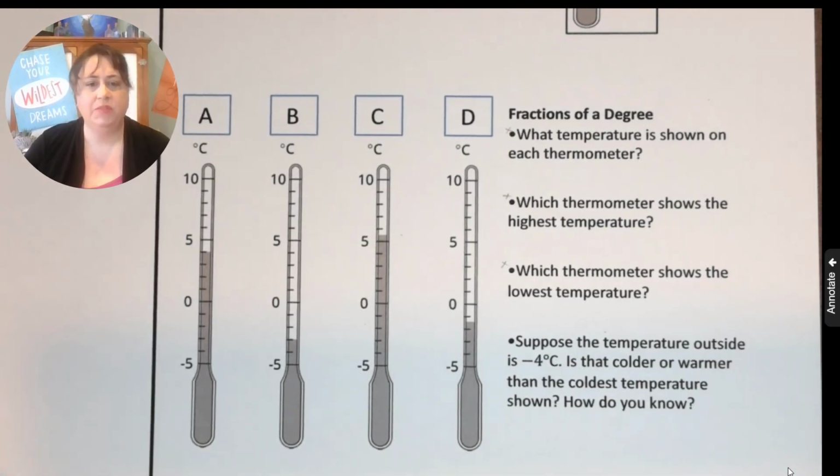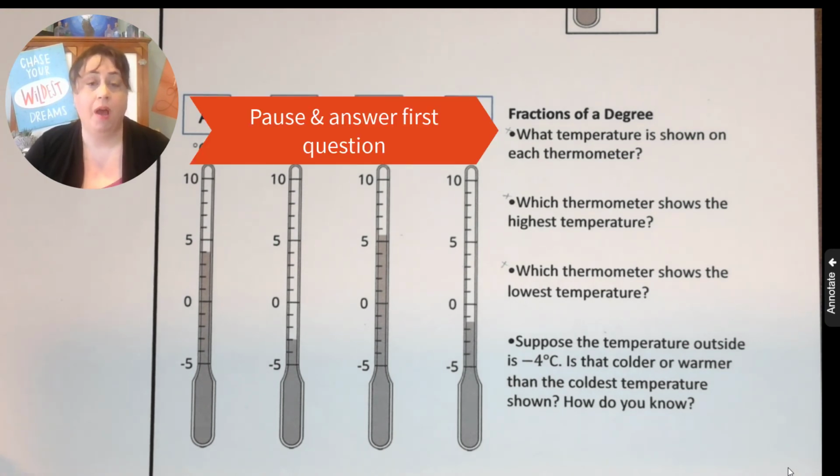Let's go ahead and work on the next problem. What temperature is shown on each thermometer? Go ahead and pause the video and do that, and then come on back and let's talk about it.